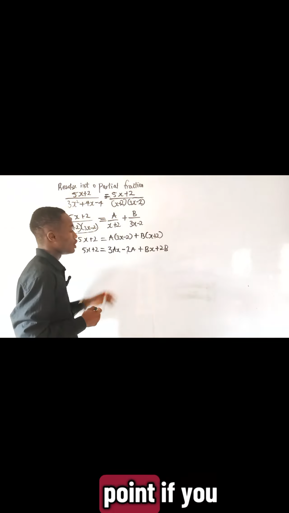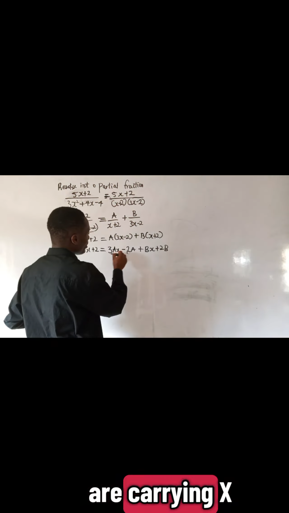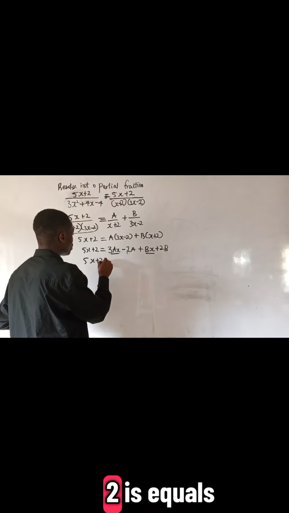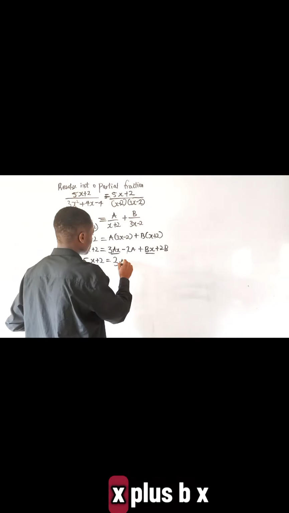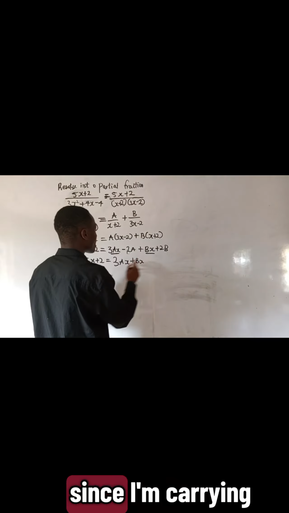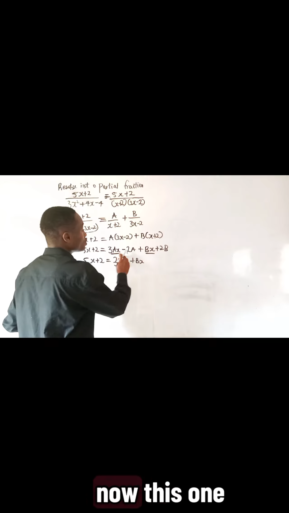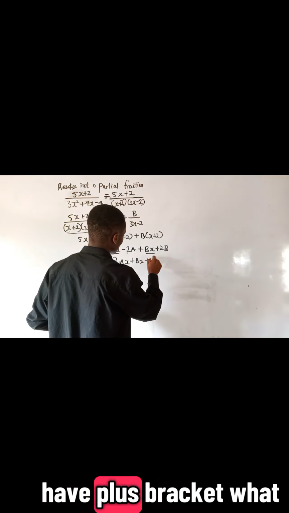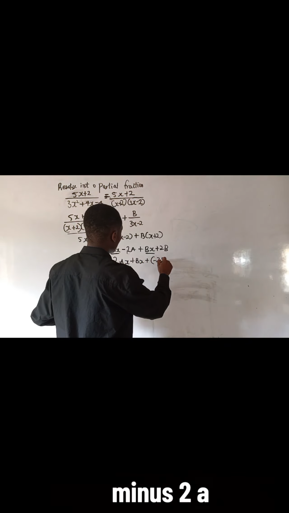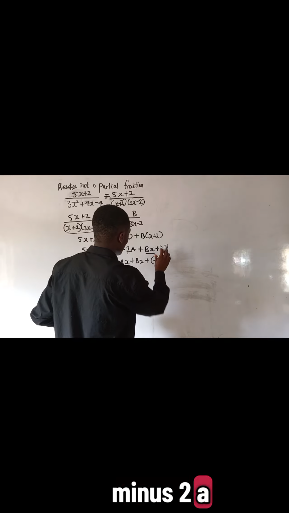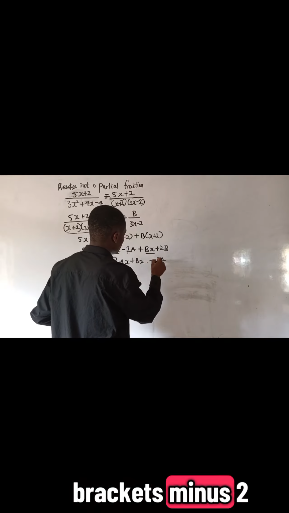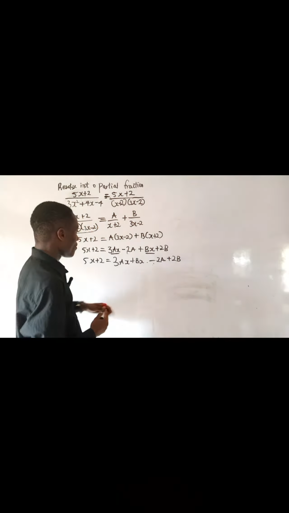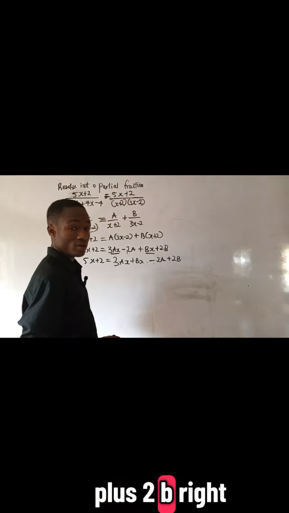Now, at this point, if you notice, these two are carrying x. I can bring them together as 5x plus 2 is equals to 3ax plus bx. Since they're carrying x, I bring them together. Now, these ones are carrying no x, so I keep them on one side. So I can have plus bracket minus 2a plus 2b, right?